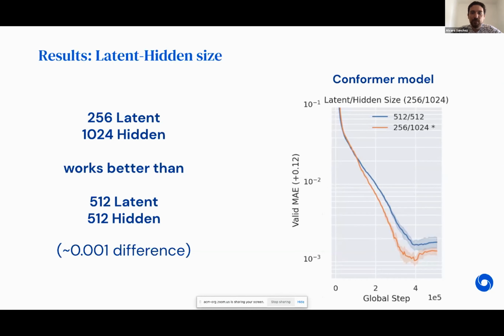Finally, we made a couple of changes to the latent size of the model and the hidden size of the MLPs. And we found that a small latent size with a larger hidden size was beneficial. We speculate this is because the smaller latent size is more effective at preventing overfitting. And also the model with the large hidden size has more parameters, which may help optimization.